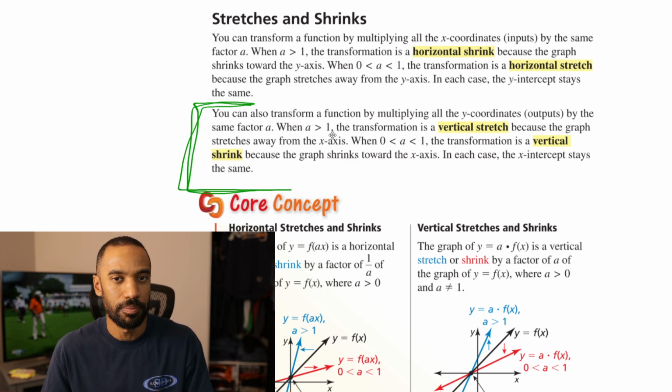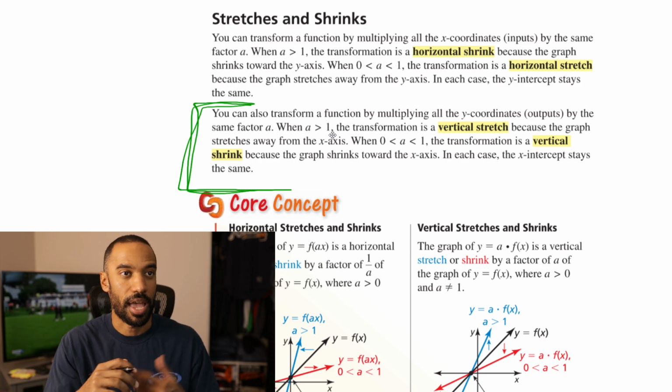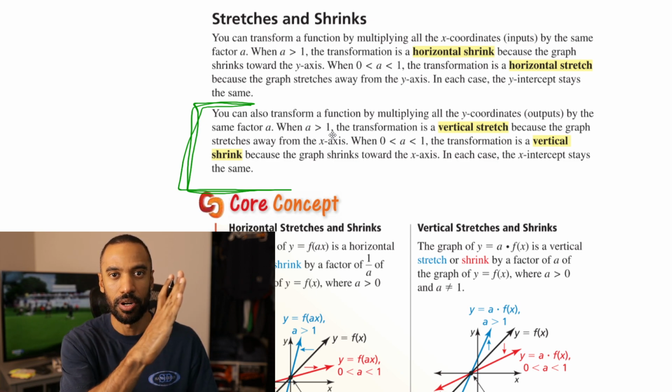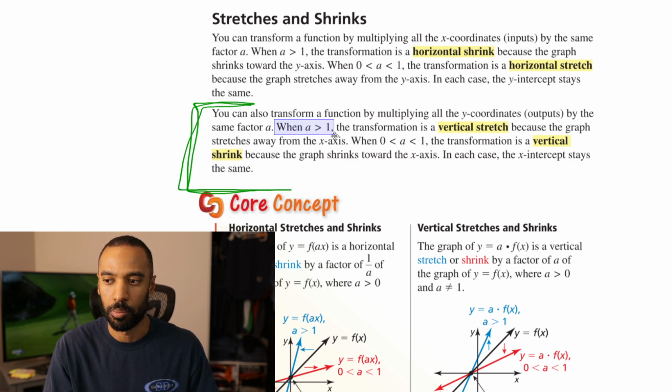Furthermore, as we know, our original parent function for slope-intercept form is just y equals x, the slope of 1. We know that any slope that's bigger represents a steeper line. So the bigger the slope, the steeper the line. We recognize that also for vertical bits here.